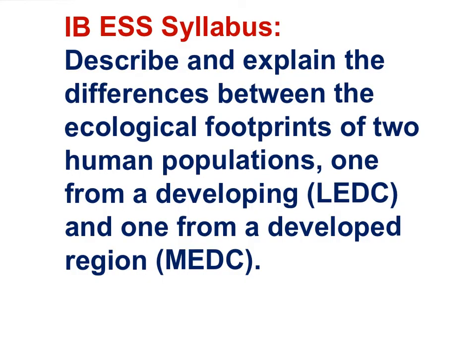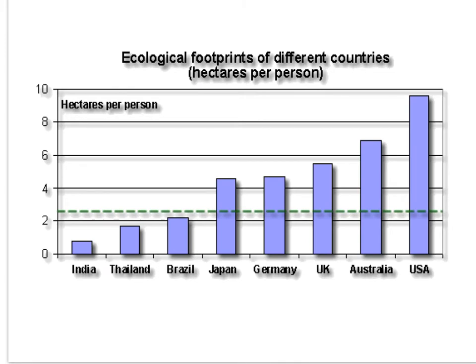Here's the next IB syllabus statement of this movie. Describe and explain the differences between the ecological footprints of two human populations, one from a developing LEDC and one from a developed region MEDC. Here is a bar chart of ecological footprints in hectares among a select group of countries. Why would the US have such a large ecological footprint while India has such a small ecological footprint? Could you explain this? You should be able to do this.